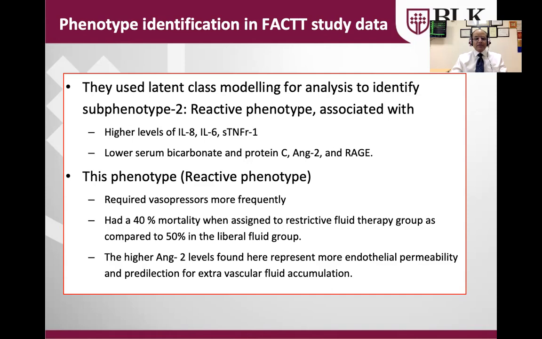The higher Ang2 levels found here represent more endothelial permeability. So in this phenotype, we know that less fluid is better. A restrictive fluid strategy is better, with 10% less mortality as per this model.